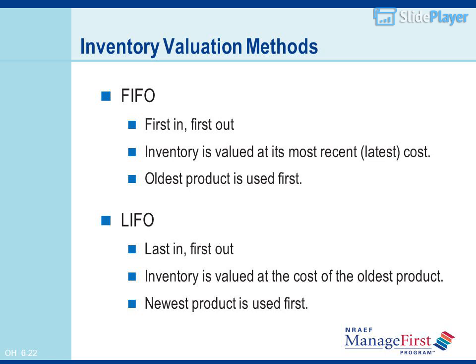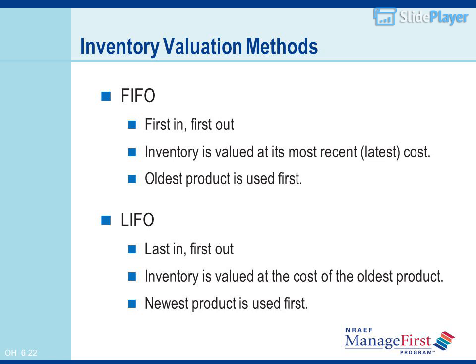Inventory valuation methods. FIFO, first in, first out. Inventory is valued at its most recent, latest, cost. Oldest product is used first. LIFO, last in, first out. Inventory is valued at the cost of the oldest product. Newest product is used first.